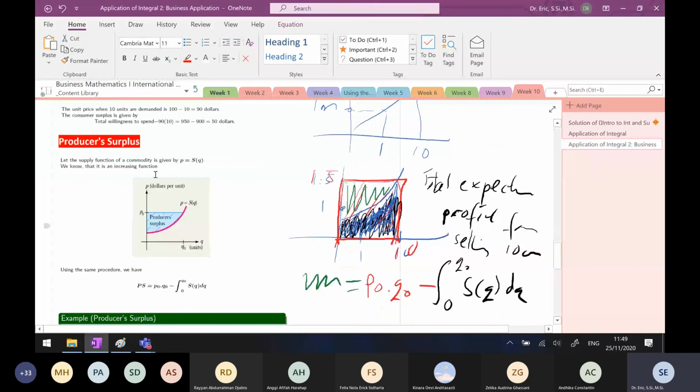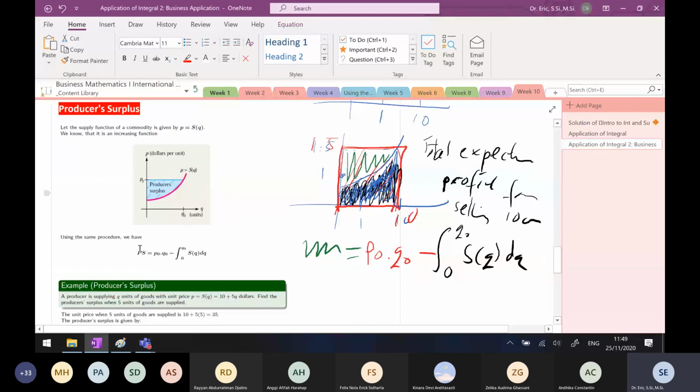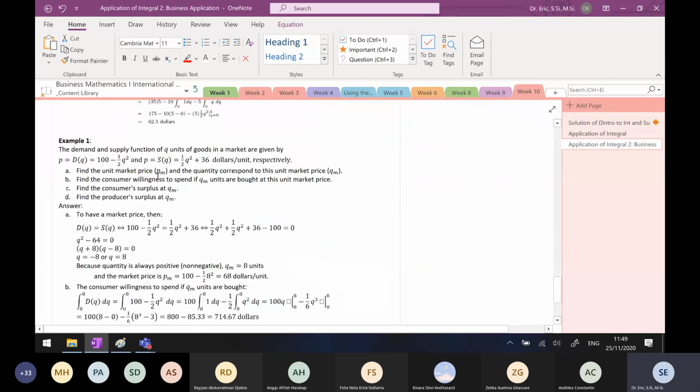What about the producer surplus? Very, very easy. You bought at this value, and the expected profit is the area of this, and the producer surplus is this one. So you just have to remember the graph in order to remember the formula. So you have P0 Q0, the area of this rectangle, minus the expected profit, this one, the integral of S(Q) dQ. So you have the producer surplus. Okay? This is just an example.